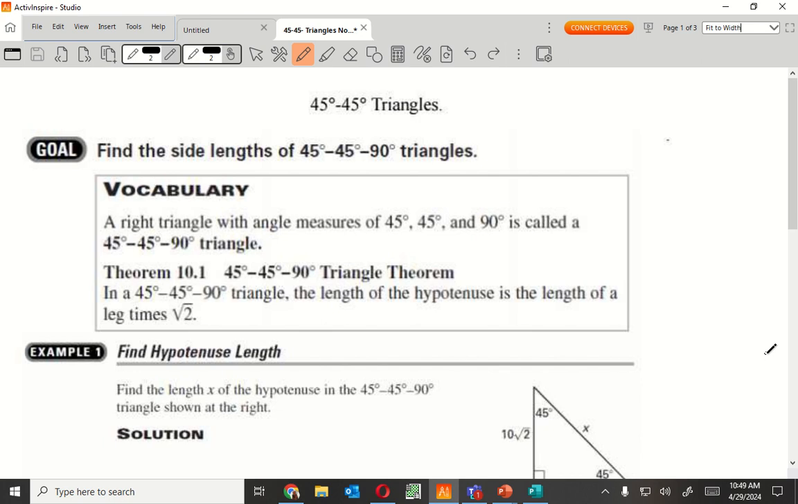All right, so for those people that are 55, okay. Okay, find the side lengths of a 45, 45, 90 triangle. So now these are special right triangles. Special right triangles. They're very special.